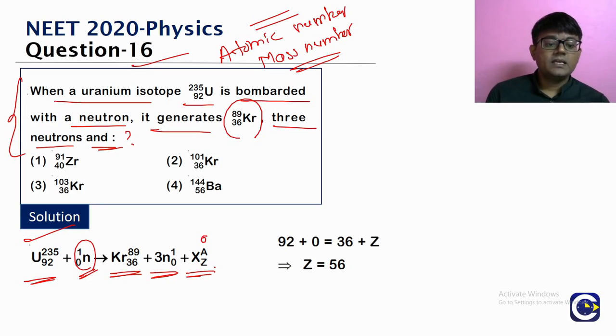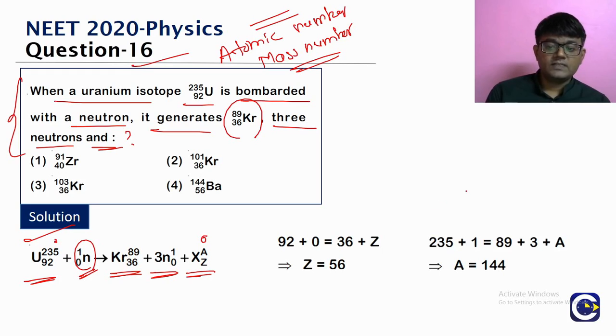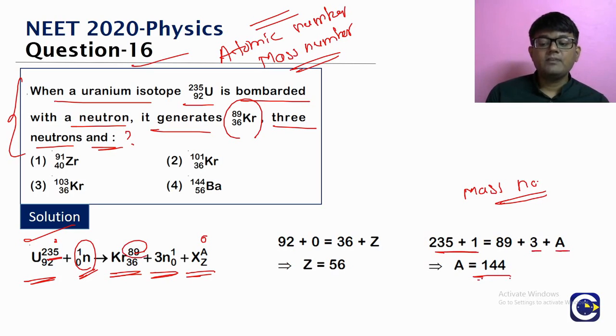Which means what? If you look at the mass number part, what is the relation? We look at the first mass number. Original particles: 235 plus 1 is equal to 89. Here we have 3 neutrons, so it will be 3 into 1 is 3, plus A. So from here A will be coming as what? 144.